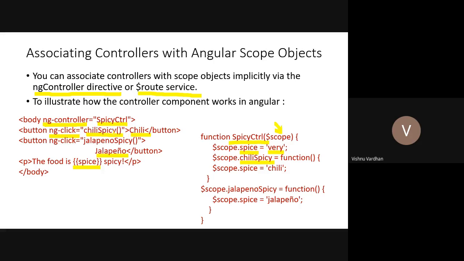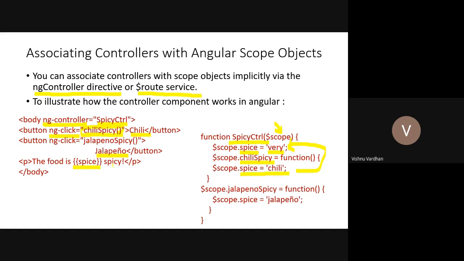Then someone clicks on this chili button. The chili spicy function is activated, and it is a callback function, an anonymous function. Here we overwrite whatever is already available in the spice property, so now $scope.spice becomes chili. Automatically, as soon as the user clicks on chili, it will show the food is chili spicy.